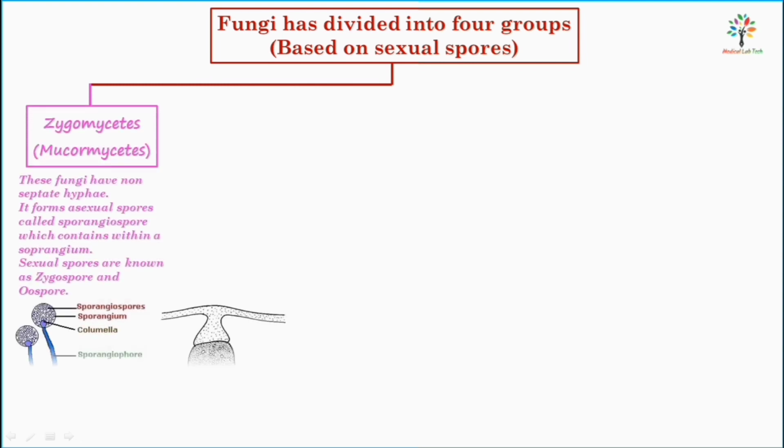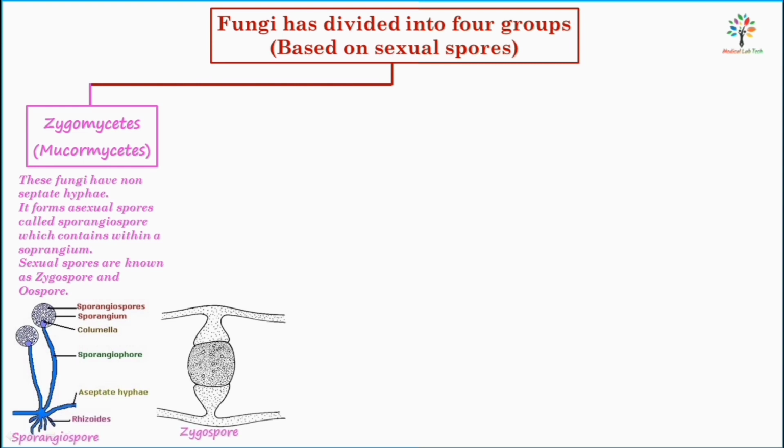Fungi are divided into four groups based on the production of sexual spores. First, zygomycetes or mucormycetes. These fungi have non-septate hyphae. They form asexual spores called sporangiospores, which are contained within a sporangium. The sexual spores are known as zygospores or oospores.